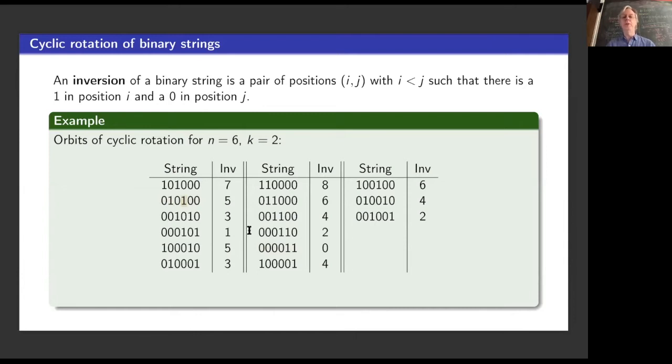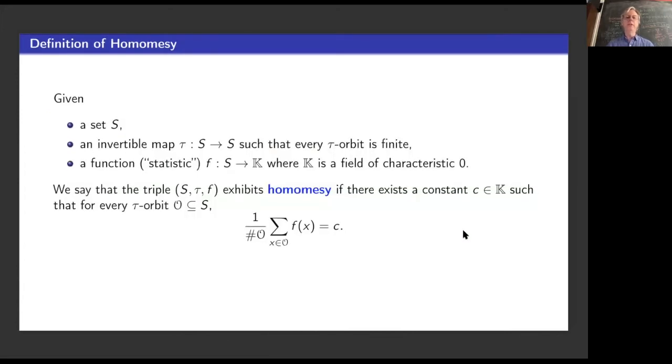This is generalized from a well-known permutation statistic, but it works equally well for multi-set permutations or bit strings. And if you look at the average number of inversions, you find that that's always equal to 4 for each of these orbits, even if the orbits aren't the same length. And so this is an example of the homomesy phenomenon.